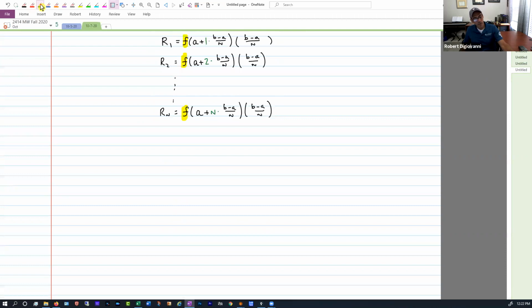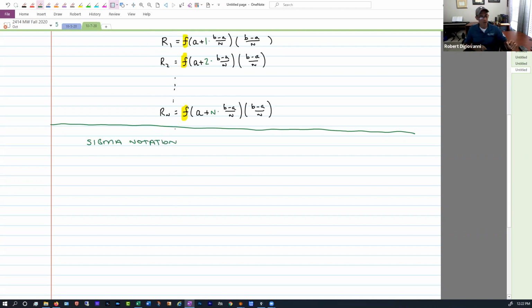So at this point, we're going to take a short detour and talk about what's called sigma notation. This is something you may have seen, hopefully you have, in college algebra. If we ever have a bunch of things being added together that all have something in common, we have a nice condensed way of writing it.